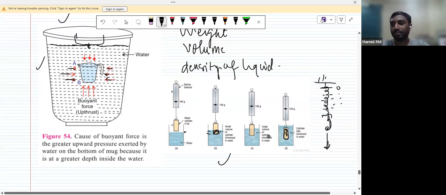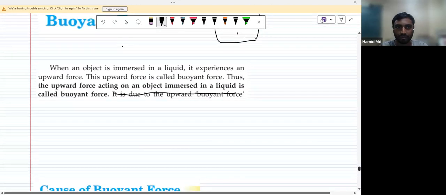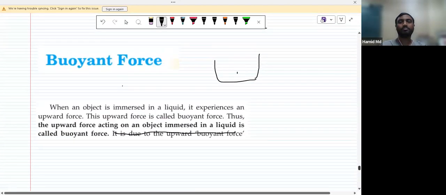So these two concepts were my target for the day. Okay. So hope you have understood the concept, right? Okay. So now it's time you write the definition of this buoyant force.